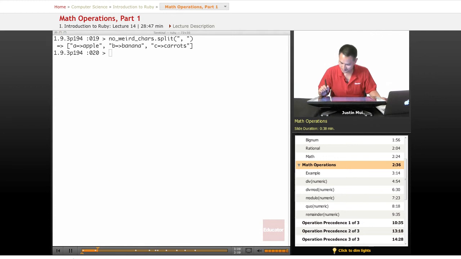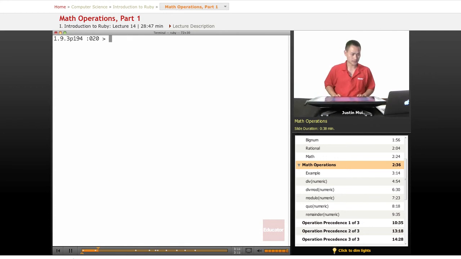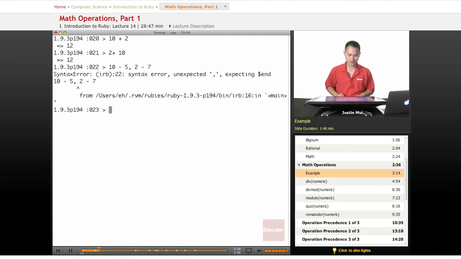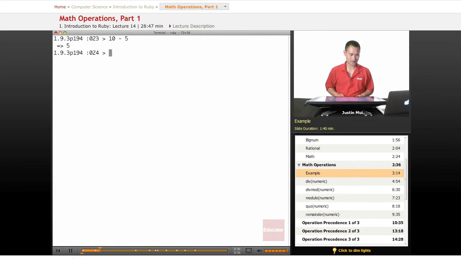We can go ahead and go through some basic ones in IRB. So I can show you the addition. 10 plus 2 is 12. 2 plus 10, we got 12 too. 10 minus 5. 2 minus 7. Nope, doesn't like my comma. 10 minus 5. 2 minus 7 allows negative numbers, positive, no issue. 10 times 10, 100. 5 times minus 10, minus 50.